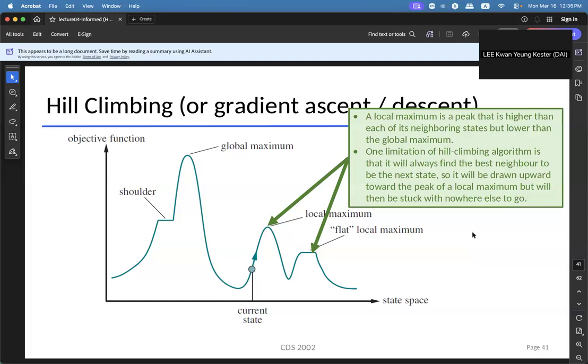And that is the reason why we have other search algorithms, because just having the hill climbing algorithm is not enough to solve our problem. It has the potential to get stuck at a local maximum, or a local minimum.